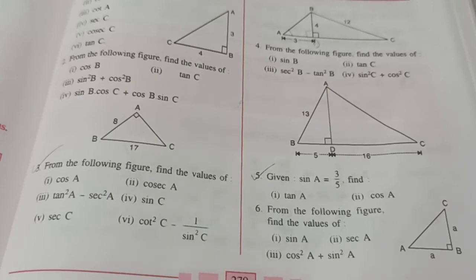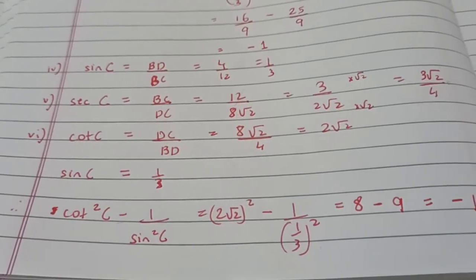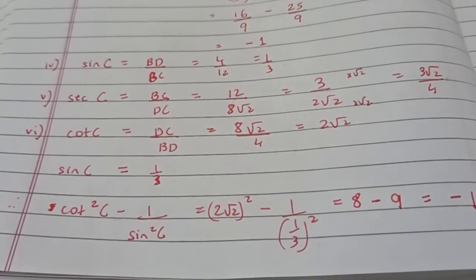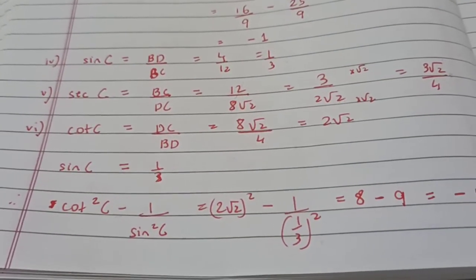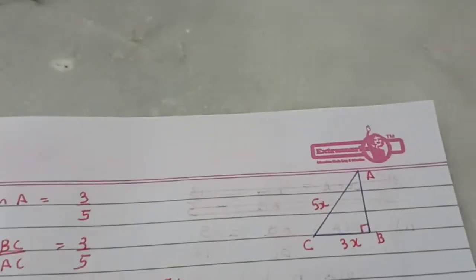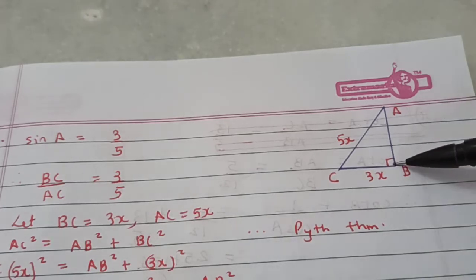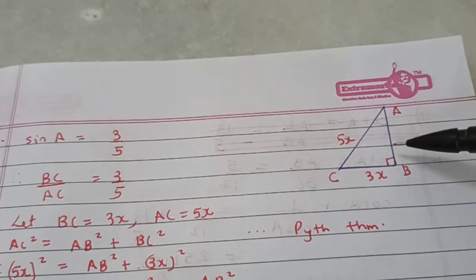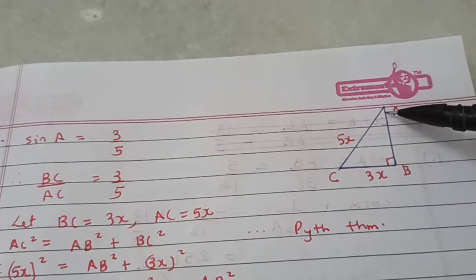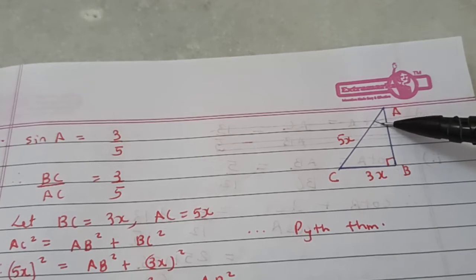So how will we solve the fifth sum? The third sum, we saw how we substitute the values. But here a ratio is given in the fifth sum. So first we have to draw a triangle. So we assume that there is a triangle ABC with right angle at B. It couldn't be A because they have asked sin A. So A has to be the angle which is being referred, which cannot be the 90-degree angle.